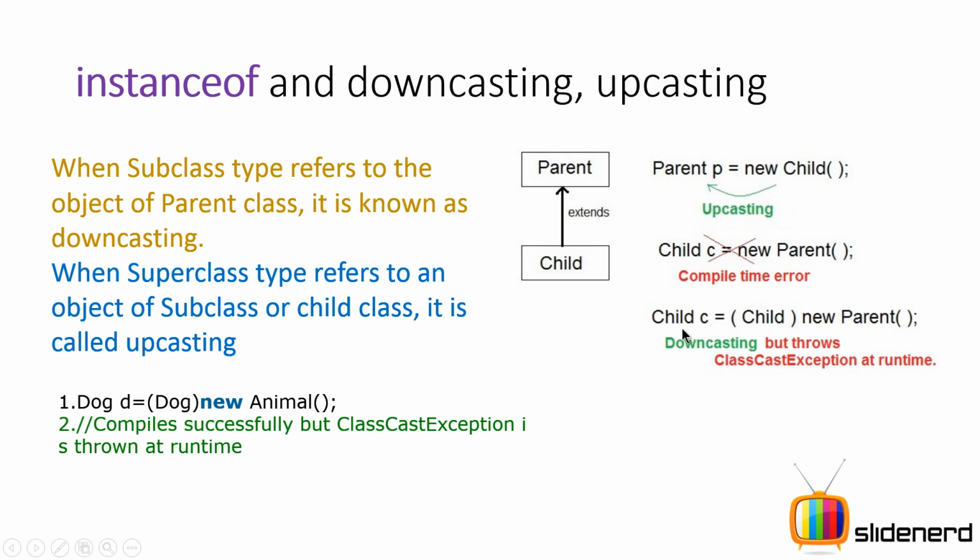Then the third thing that you have here is when you say Child c equals (Child) new Parent. In other words, you have the same stuff as above, but here you try to typecast it. You're downcasting the parent object to a child reference variable. Now this throws an exception at runtime. Again, this is something we have seen in the last video, where I showed you that this throws an exception.